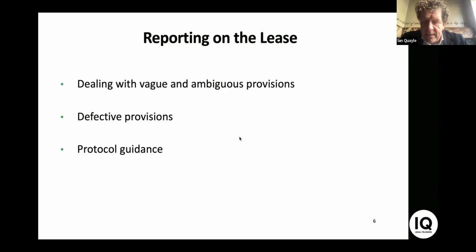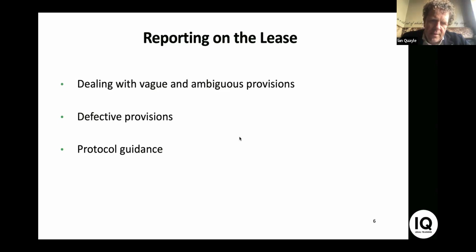The only way of actually satisfying the client's attitude to risk, if you have a risk-averse client, would be to ask the seller to seek that the lease be varied so that the ambiguity or the vague provision is varied so that clarity is provided.